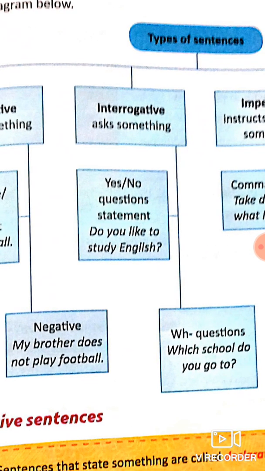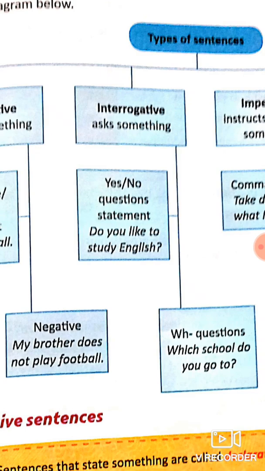Next is interrogative. Interrogative sentences are those sentences which ask questions. Now, questions can be asked in 2 ways. One, giving us yes no answers. These kinds of yes no questions begin with auxiliary verbs. And the other type of questions are the WH questions, which begin with the WH words like which, what, when, whom, where, how.